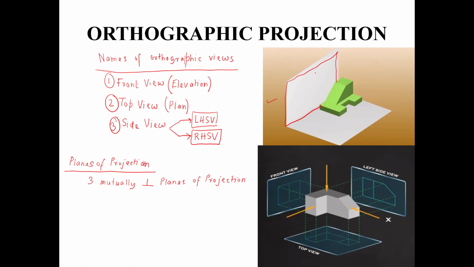Now from the orientation of this plane, you can call this plane the vertical plane. If this is the vertical plane, then this becomes the horizontal plane. So these are the first two planes of projection. They are mutually perpendicular. The vertical plane is perpendicular to the horizontal plane and vice versa. So first we have the vertical plane.